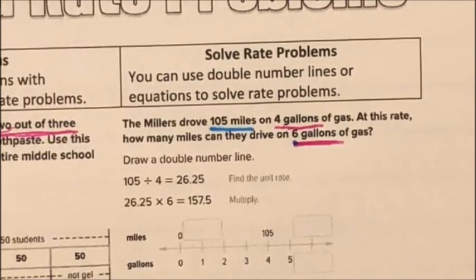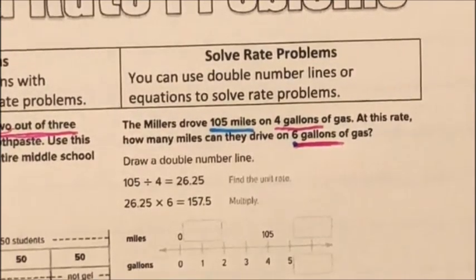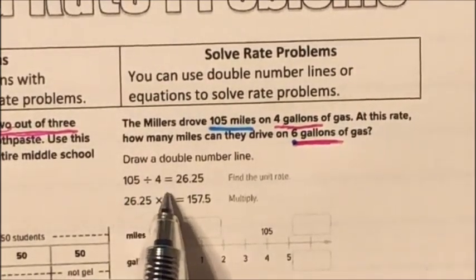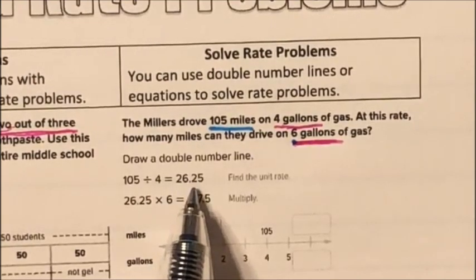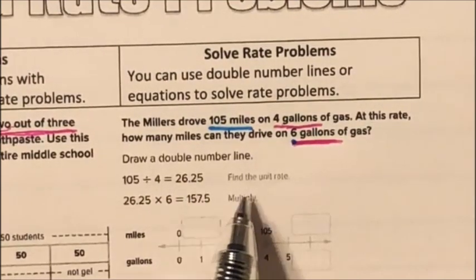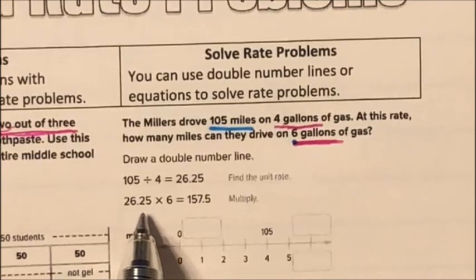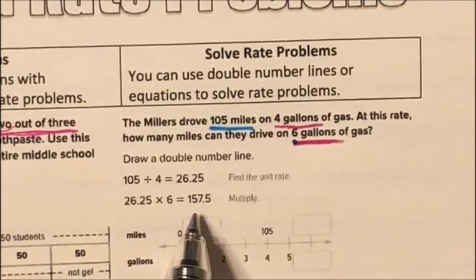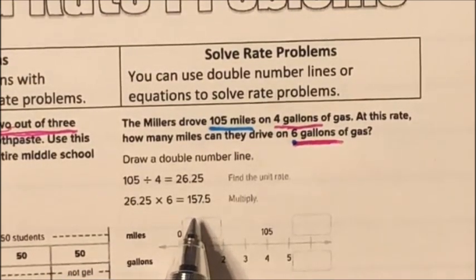So the first thing I want to do, I want to find the unit rate. 105 divided by 4 equals 26.25. Then I want to multiply. 26.25 times 6 gives me 157.5.